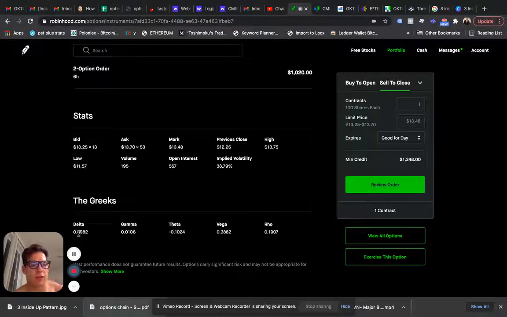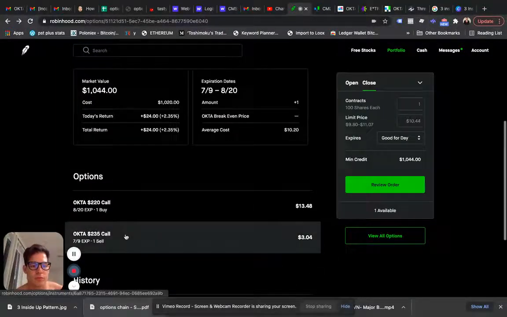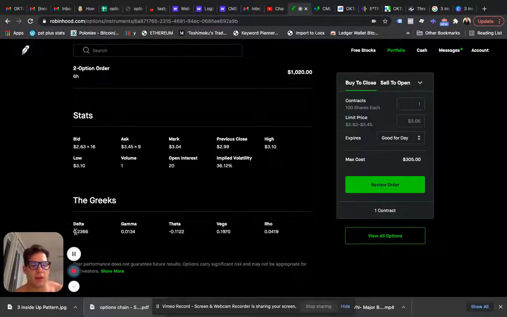Okay, Greeks. This is 49.82, so basically almost right on the nose, 50 delta. Let's check out the other one. 235 call. What's the delta on this? Okay, the delta on this is 23, so it's a little higher than 20, but it's close enough, okay? So you get the idea.